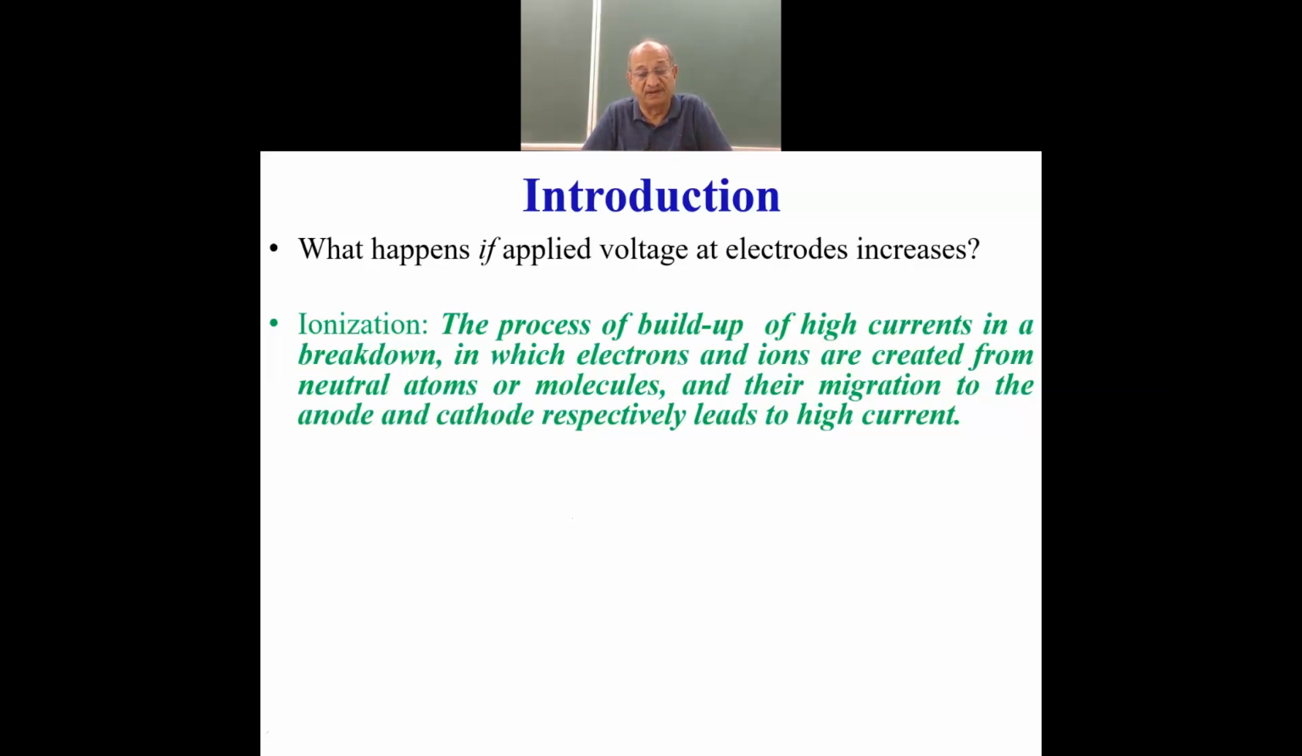First is ionization. That may begin at quite a low voltage, or let's not say voltage, it would be better to say at what electric field intensity the ionization begins. There is always a magnitude of electric field intensity, which we call capital I, taken in this book for ionization. The process of build-up of high currents in a breakdown, in which electrons and ions are created from natural atoms or molecules, and their migration to the anode and cathode respectively, leads to high current.